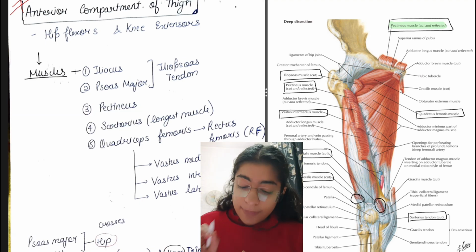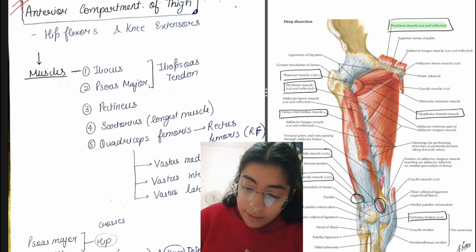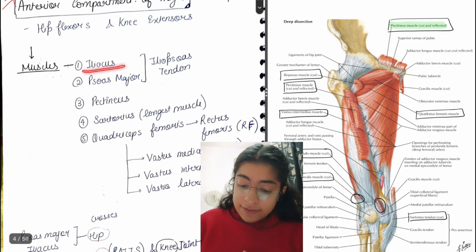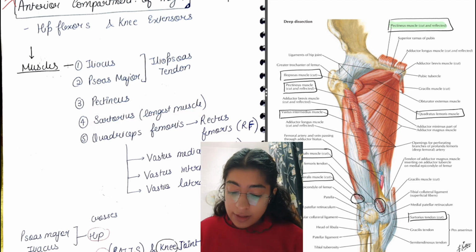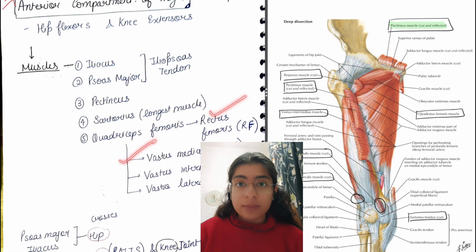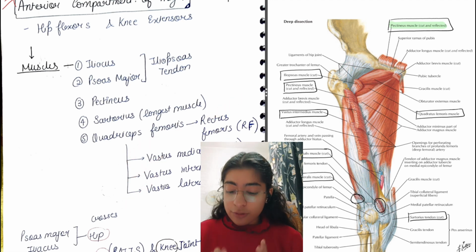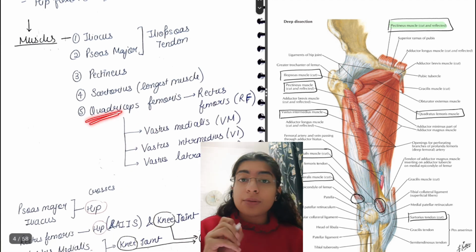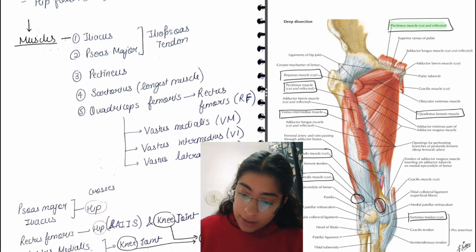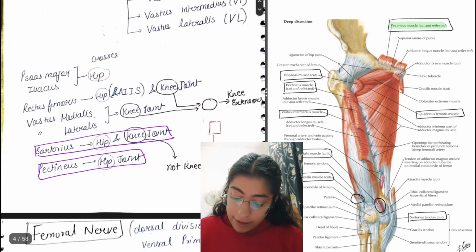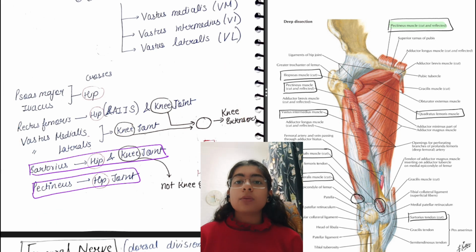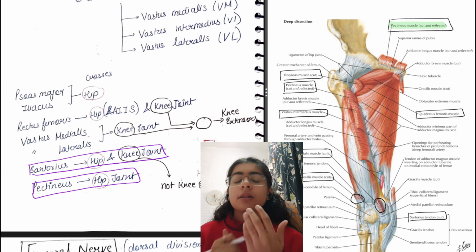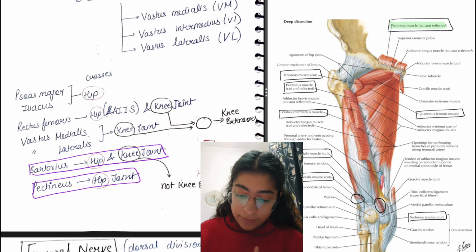So here in the anterior compartment of the thigh we can see the muscles which are the iliacus, we have seen psoas major, we have seen pectineus, sartorius which is the longest muscle, quadriceps femoris which has the rectus femoris, vastus medialis, intermedius and lateralis in a group. So that is why it is called quadriceps. Quadri means 4. Next, this part is very important because this will help you know and learn the movements in the hip joint, which we will learn afterwards.